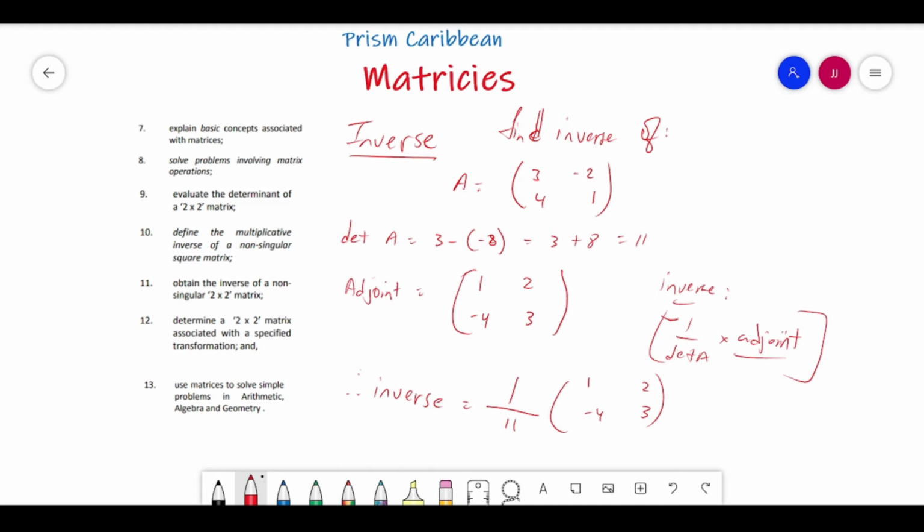So let's move on to something new. I'm going to get back to inverse again. If you don't understand the concept as yet, just replay the video, go over it slowly, you should get it. Again, step 1 is find the determinant of A. Step 2 is find the adjoint of A. And step 3 is just place it in the formula. And there you go. You have the answer right there. And that's it.